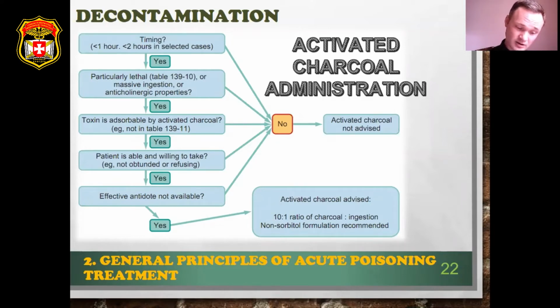Next, the patient is alert, able, and willing to cooperate with administration, and anticipated to remain alert and protective of airway reflexes. Next, the substance ingested has high toxicity, for example, verapamil, colchicine, or is a toxic sustained release agent. And next, there is evidence of a massive ingestion of a toxic agent.